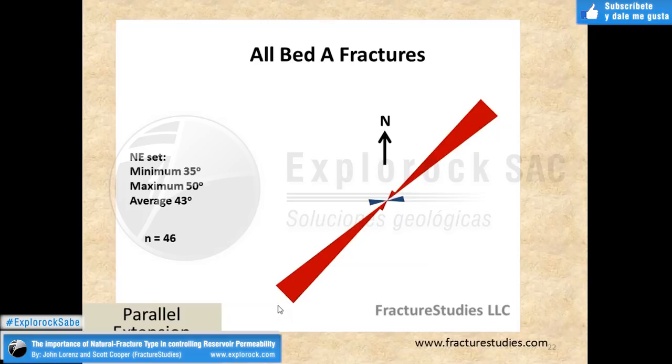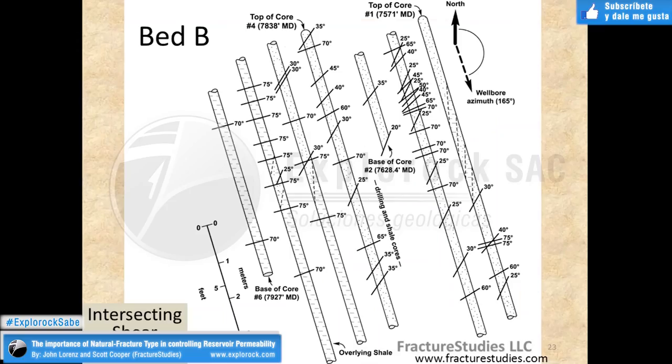Now let's look at what fractures were found in bed B. So in this case, we had about 136 feet of core, and the orientations of the fractures were showing two different trends. Physically pick up the core and look at the fracture faces, and you would see some of these shear steps on there indicating that these fractures were actually shear fractures.